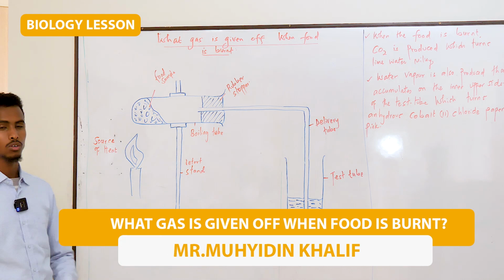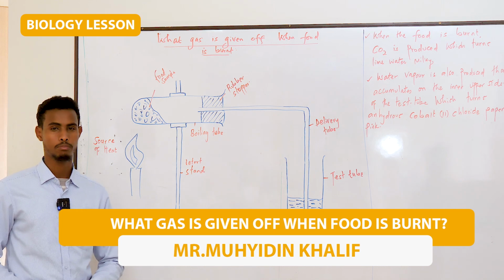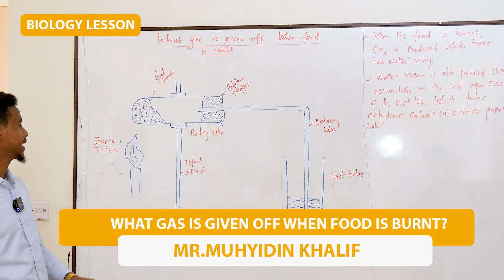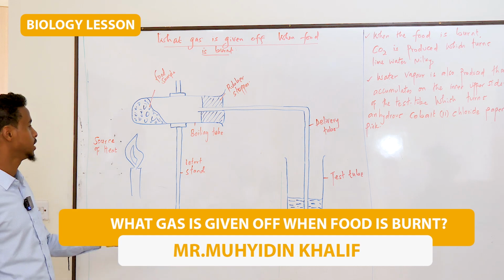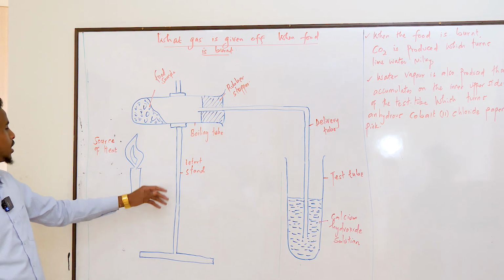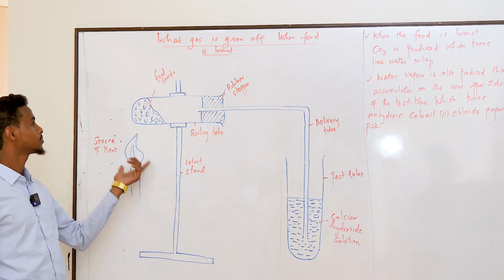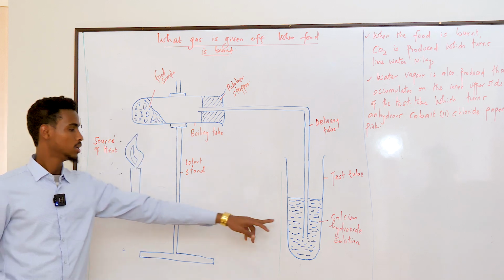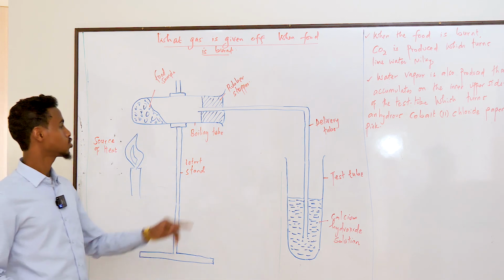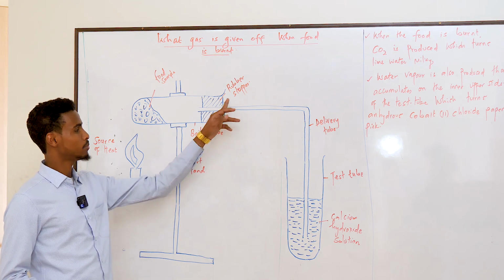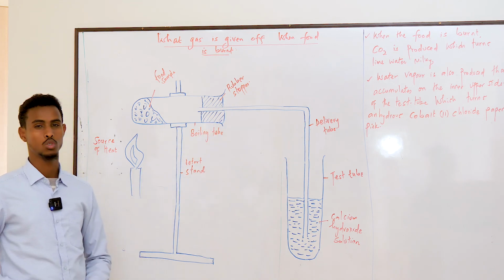As you can see on the board, you have a setup to investigate the gas given off when a food sample is being heated. Now in our setup, we have the source of it, the food sample, a test tube containing calcium hydroxide solution. We also have the boiling tube, the rubber stopper, and the delivery tube.